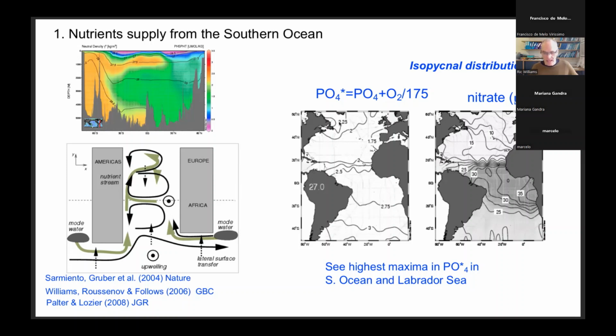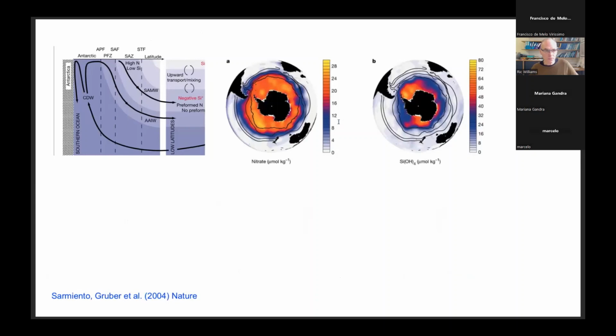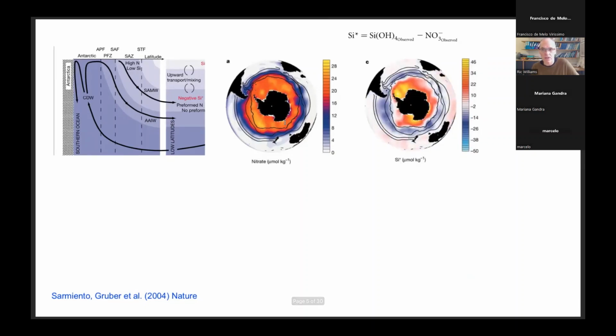So looking at that in more detail, they focused on the distributions of nitrate and silicate. This is showing the enhanced concentrations around Antarctica. And they particularly focused on the mismatch between the nitrate and silicate distributions, and argued that this mismatch was useful to understand how nutrients spread over the world's ocean.